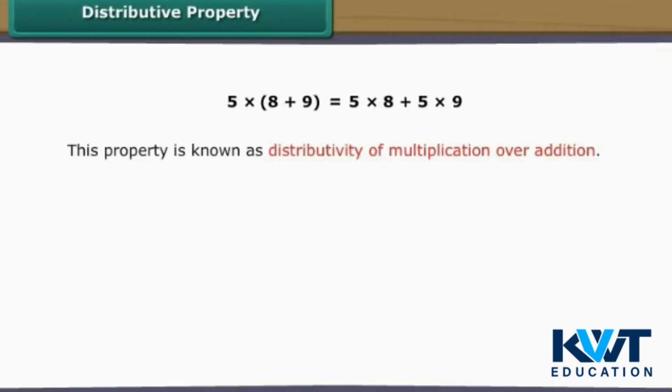Distributive property. Look at this expression: 5 into (8 + 9). It can also be written as 5 into 8 plus 5 into 9. This property is known as distributivity of multiplication over addition. It holds true for all numbers.